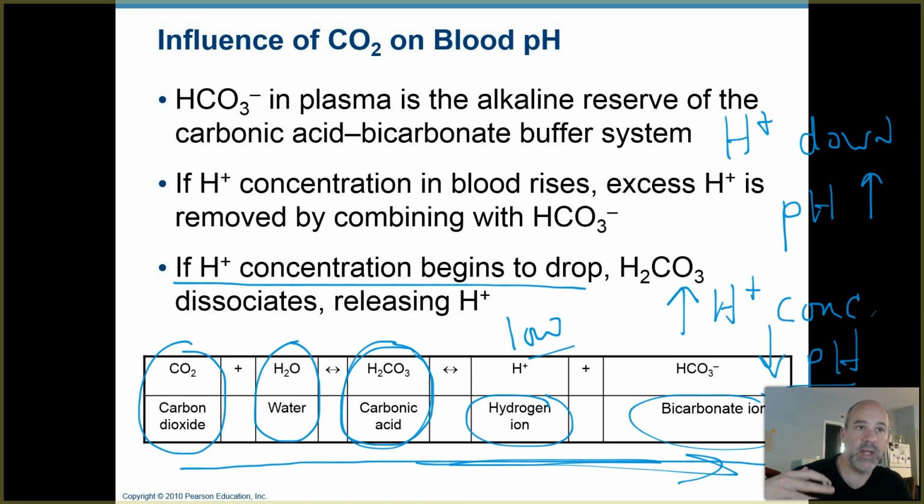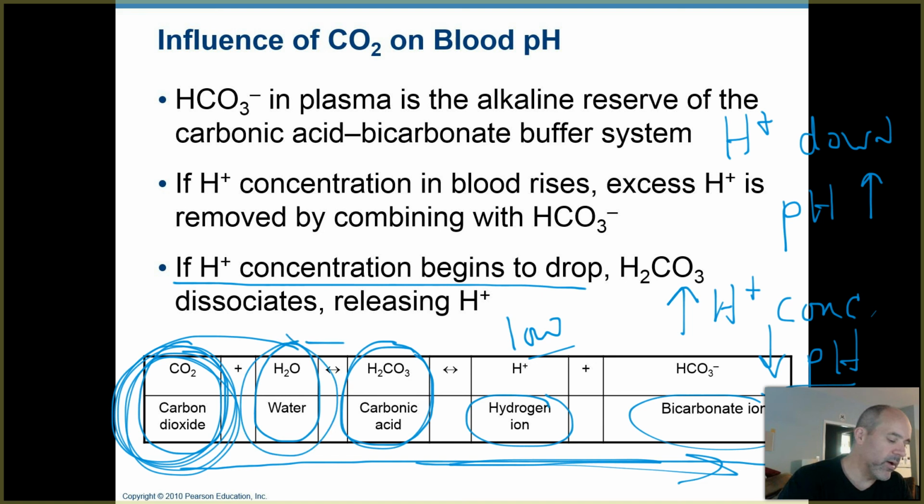Let's say the pH of your body fluids was over 7.45, and we need to bring it back down to between 7.35 and 7.45. One of the ways that your body can do that is to increase CO2 levels so that you have more CO2 around to react with water and force this chemical reaction to happen in that direction.